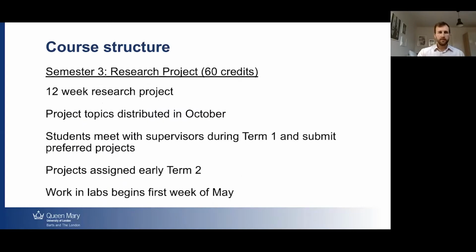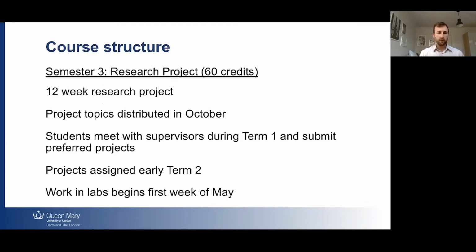And then finally, in semester 3, so starting around early May, the students carry out their thesis research project. This is a 12-week research project where the students are working full-time in the lab. So it's primarily a wet lab based project, and this can be on a wide range of topics.